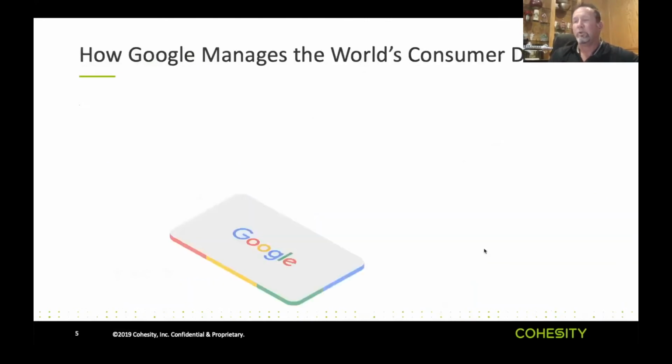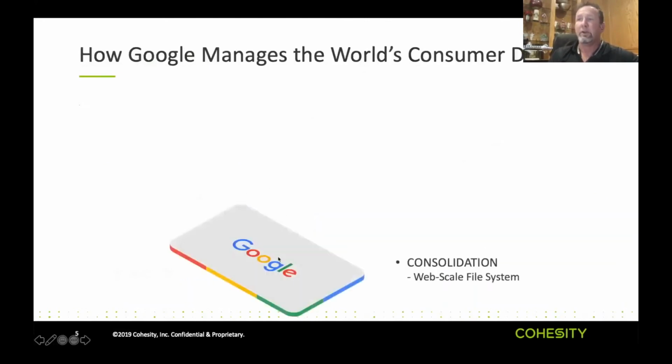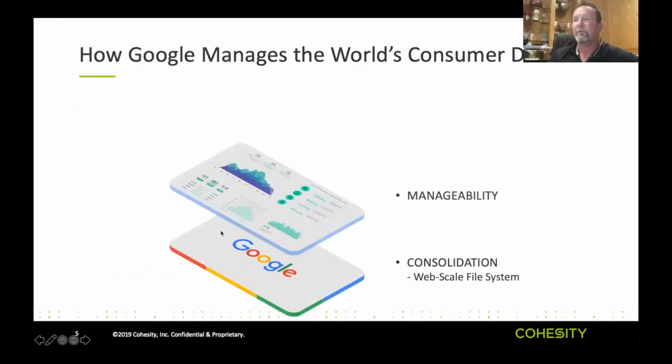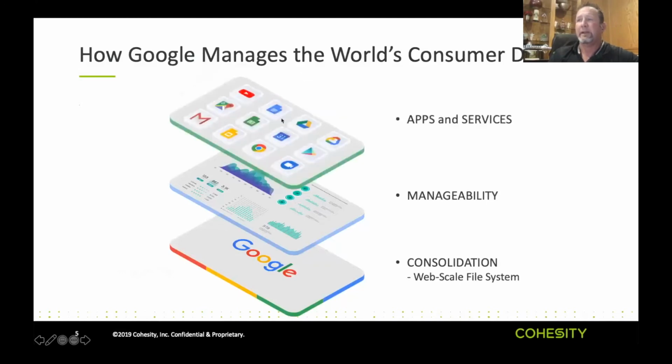So Google manages the world's data like this, and this is all consumer data, right? It all sits on one platform. You've got a manageability layer on top of it if you're actually using it from a selling standpoint. And they've also got apps to mine the data, right? So we've done the same thing for your data, right?